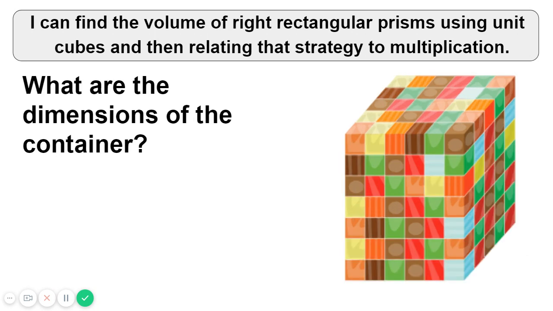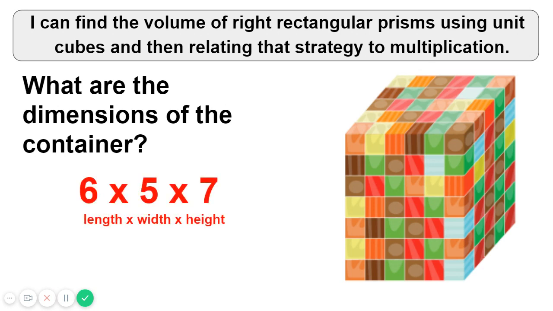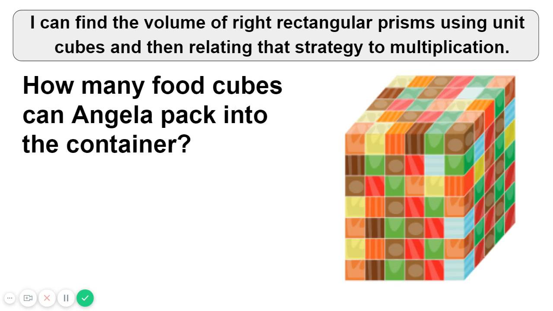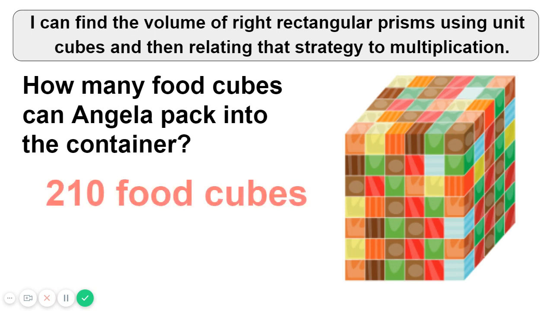So what are the dimensions of this container? Again, all I have to do is count the cubes. My length is 6, my width is 5, my height is 7. So 6 by 5 by 7, that is my dimensions for my container. Now using those dimensions, how many food cubes can Angela pack into this container? I just multiply 5 times 6 times 7, and I end up with 210. So there are 210 food cubes in this container.